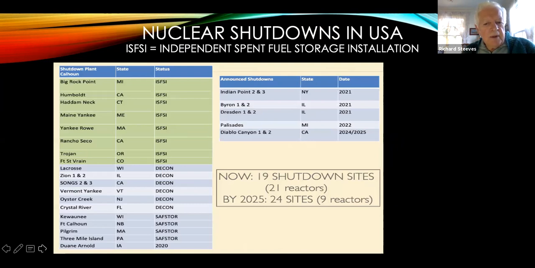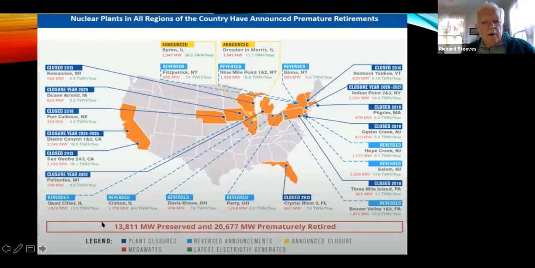in the United States. Over on the left side, we see that there are 19 shutdown sites and 21 reactors over the past decade or so. We can recall this one in La Crosse, Wisconsin, Zion in Illinois. These are in the process of being decommissioned. Some of them are in a stage called Safe Store. I had no idea what ISFSI is, but it stands for Independent Spent Fuel Storage Installation. And of course, we have a bunch of them slated for decommissioning over the next 5 years, including Diablo Canyon, although I think that will probably be reversed. And so we'll see about that. But that's concerning. Well, let's look at where they are within the United States.